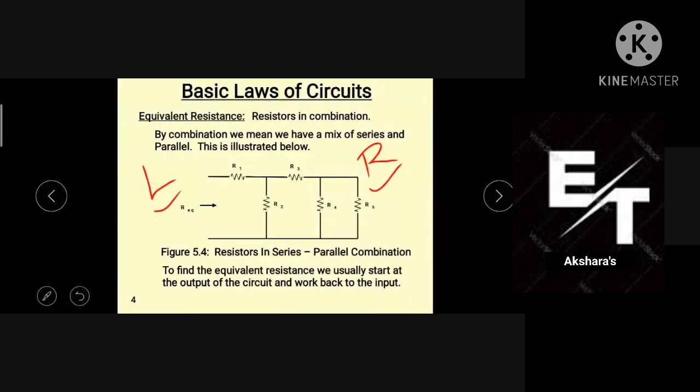Yes. Now the arrow mark will be given on the left side of the diagram. Now you have to find the total circuit, reducing the circuit from the right side. Okay, you are starting from the right side. Now this is the next slide. See this one.